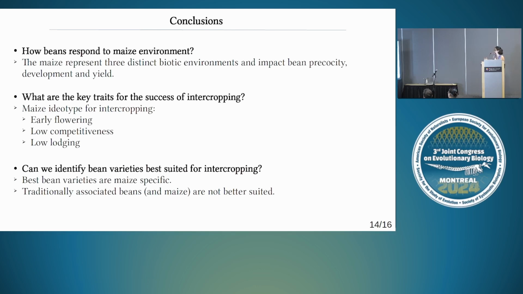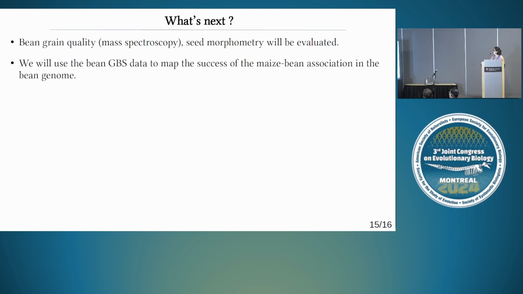And so the best varieties were not necessarily the ones traditionally used in co-culture, so we couldn't show co-adaptation, but competitiveness was really the key trait in our study. Now we are collecting a few more data related to seed quality and also to seed morphology. And I am using the genomic data that are already available to map the success we obtained with the phenotypic data on the bean genome to identify loci that are key for maize bean intercropping.